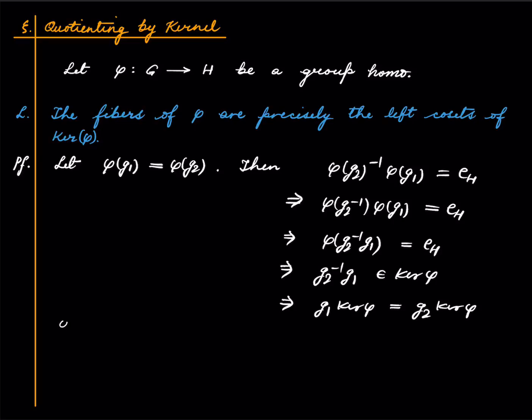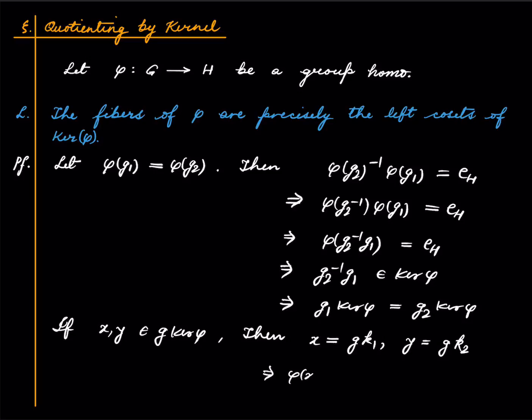Why? Because if x and y are in the same left coset, then x equals, let's say, g k1 and y equals g k2 for some k1 and k2 in the kernel, which implies phi x equals phi g times phi k1 and phi y equals phi g times phi k2. But k1 and k2 are in the kernel, so phi k1 and phi k2 are identity of H, and therefore I can erase this.